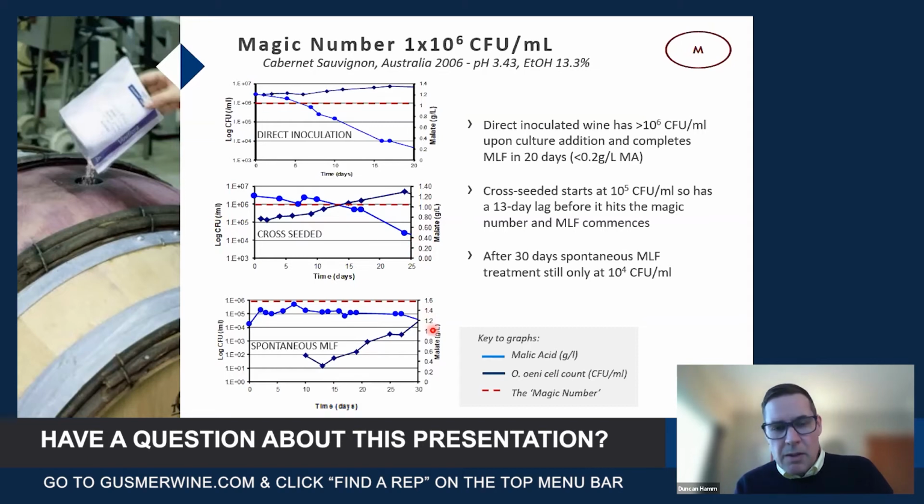Lastly, we also did one with spontaneous, and we have the dark blue line, which is the cell count, and as you can see, it starts off very, very low. The malic acid, the light blue line, is still very high, and even after 30 days, the treatment with spontaneous still only has around 10 to the power of 4 CFUs per mil. So that tank's not going to go through malo for another few weeks, just while that population builds up slowly. Meanwhile, this wine's warm and unsulfured, which really does open the door for spoilage organisms to also build up. So that's the magic number.